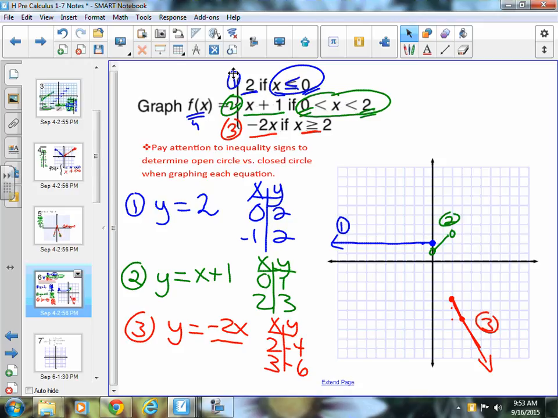So would this be continuous or discontinuous? I have to lift my pen or pencil, so that means this would be a discontinuous graph. All right, so that's a great example of a piecewise graph.